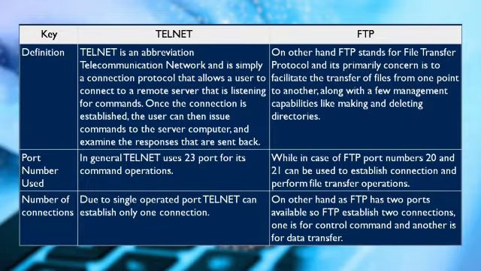Port numbers used, in general: Telnet uses port 23 for its command operations. While in the case of FTP, port numbers 20 and 21 are used to establish connection and perform the file transfer operations. Number of connections: due to a single operated port, Telnet can establish only one connection. On the other hand, as FTP has two ports available, FTP establishes two connections. One is for control commands and another is for data transfer.